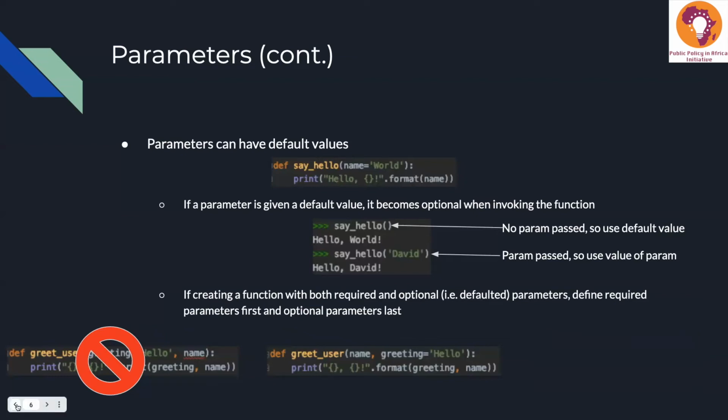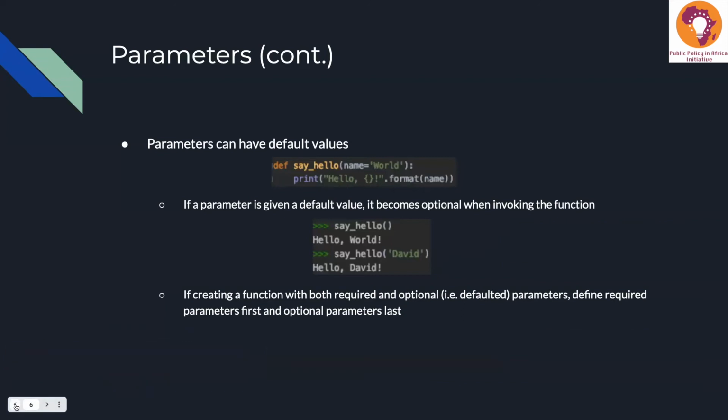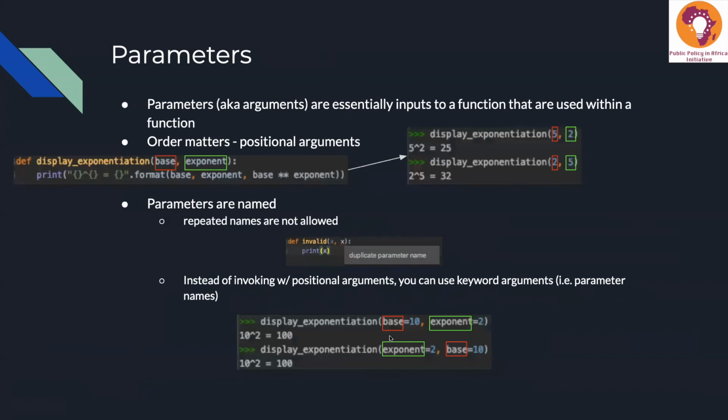But a keyword argument means I'm just using the argument's key to pass in a value for that argument. So I'm just going to go back to the previous slide for that. In this particular case, I use the argument's key. The argument's key here is base, so I'm saying it's a keyword argument.